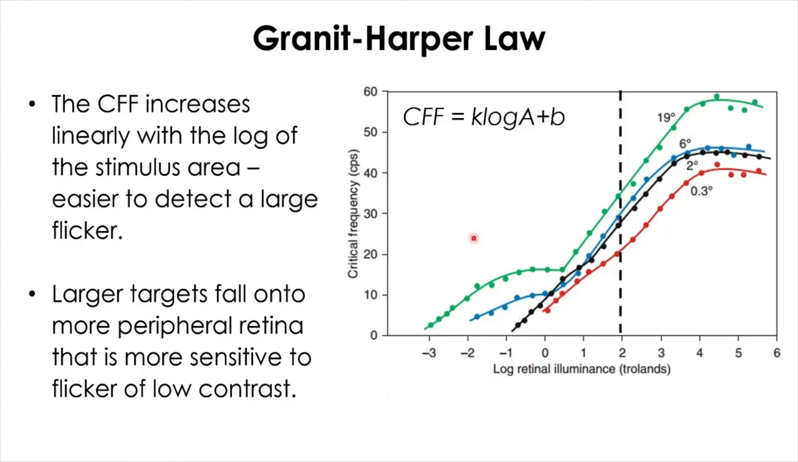So here the Granit-Harper law is this relationship between the critical flicker fusion and the area of the stimulus. If you just cut these lines at a certain retinal illuminance and then plot these critical flicker fusion frequencies as a function of the size of the stimulus, then you will get this linear relationship again, which is the Granit-Harper law. The critical flicker fusion is a function of the slope of the line and the log of the area, and B is again the constant.